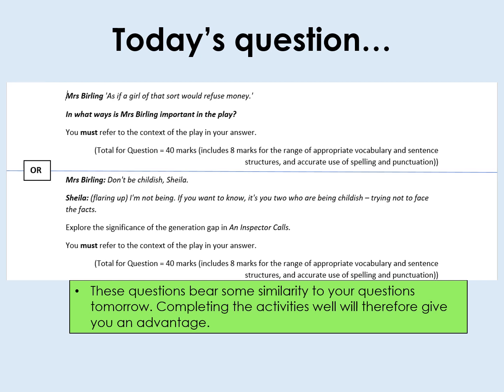You've got a question on Mrs. Birling, and you've got a question on the significance of the generation gap. It might be you decide, actually, I'll have a go at both of these at home and see which one I prefer writing. That'd be brilliant. I'm going to be using the second question, the generation gap question, as part of my discussion today, because, like I said, I prefer the theme question. I think most of you should lean towards the theme question because it allows you to answer far more.